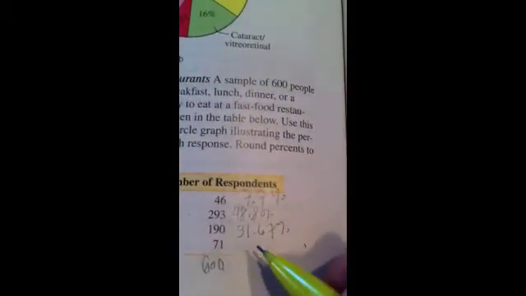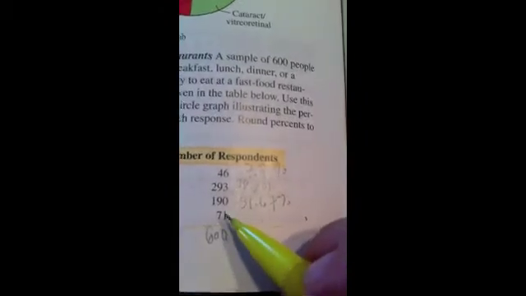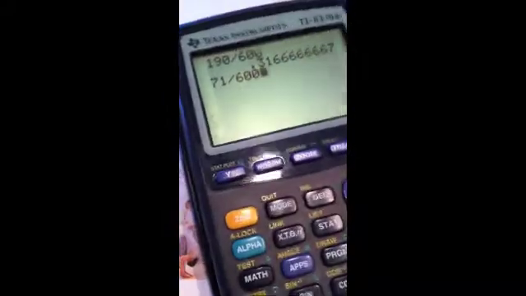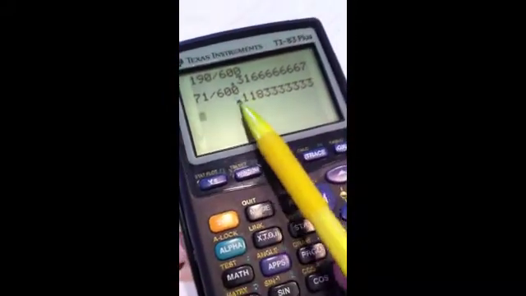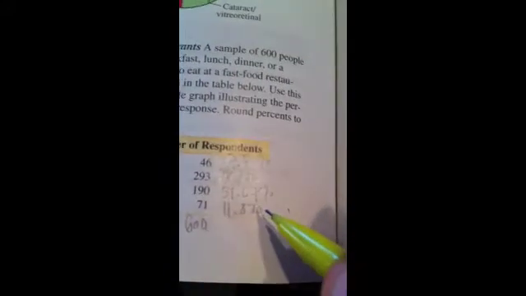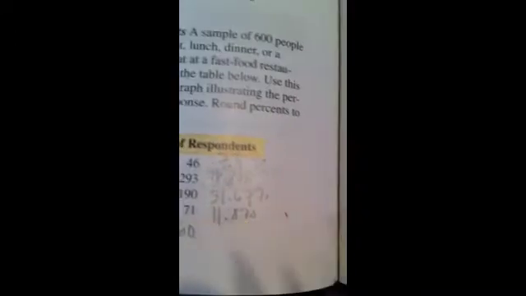There you go. And then this last one here, 71 out of 600. 71 divided by 600. Scoot the decimal 2 spots, 11.8%. So 11.8% there. If you add all these up, you should get 100%.